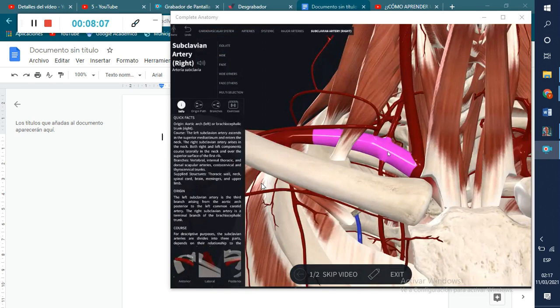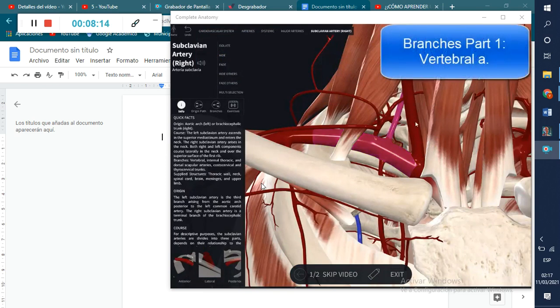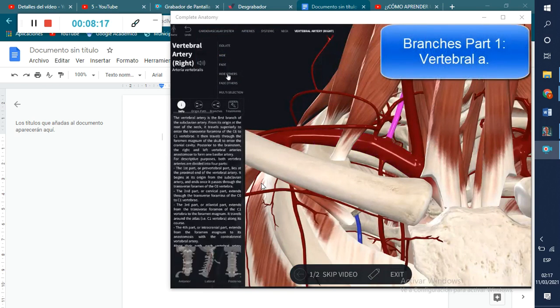Thinking about the branches of the subclavian artery that it has coming off of the first, second, or third part, they're going to be as following. You can see it coming off the first part, this artery here, this is the vertebral artery.